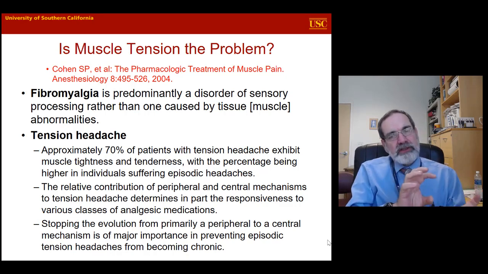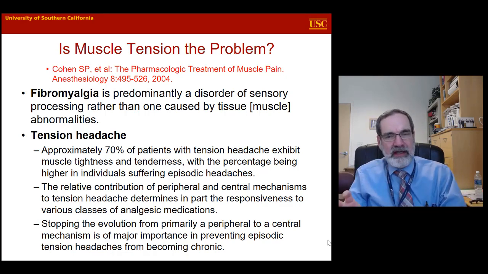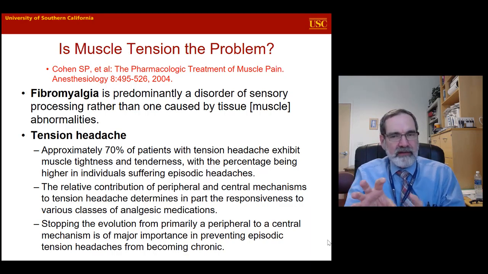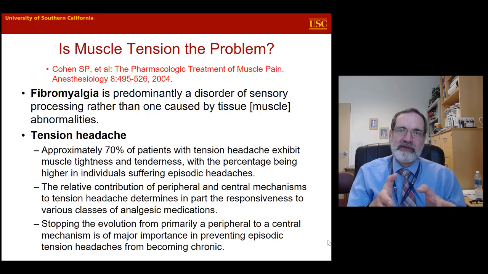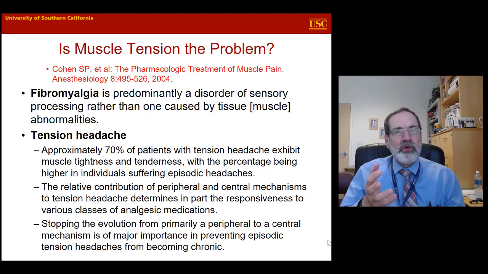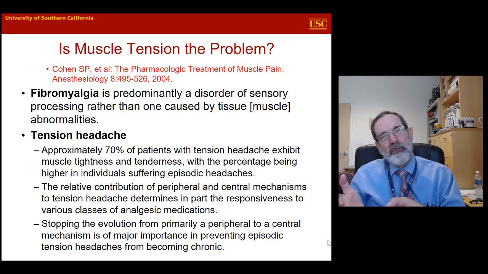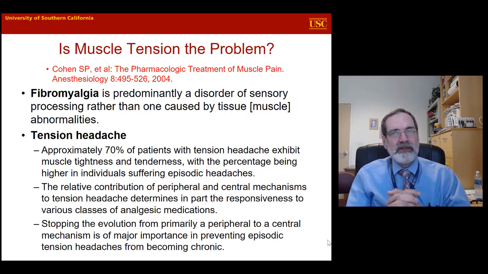Now, there may actually be a process or an evolution over time where a headache evolves from being peripheral to being more central. And it would be great if we could intervene earlier in these patients and maybe prevent that process of more central mechanisms coming into play.